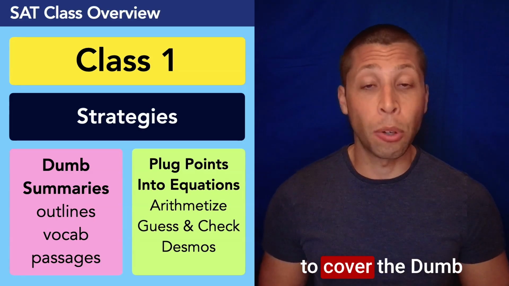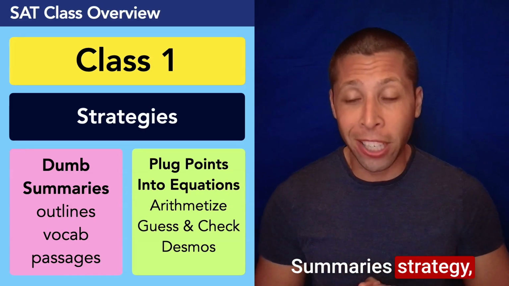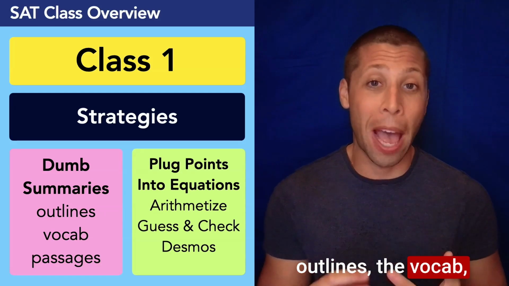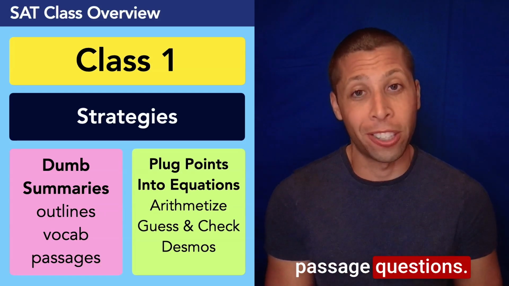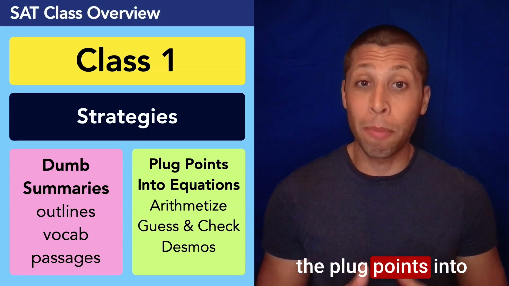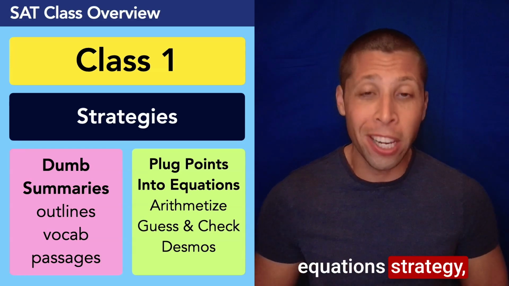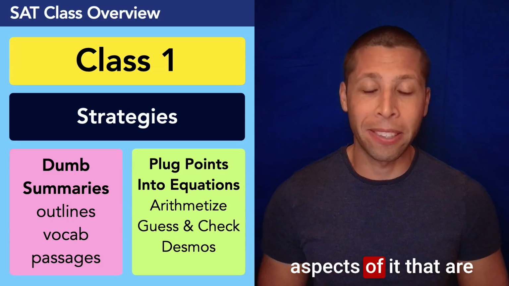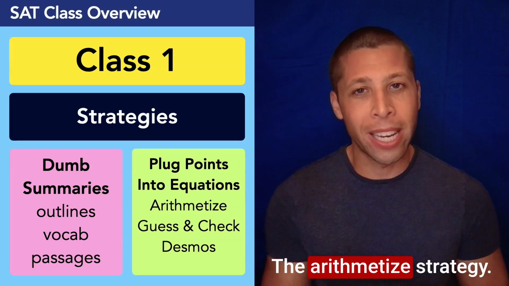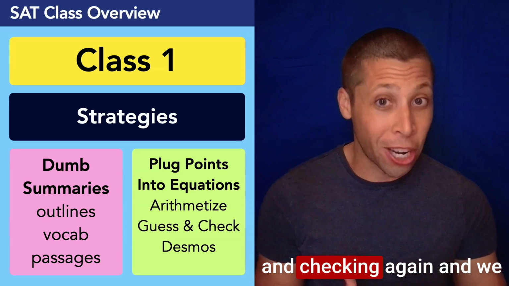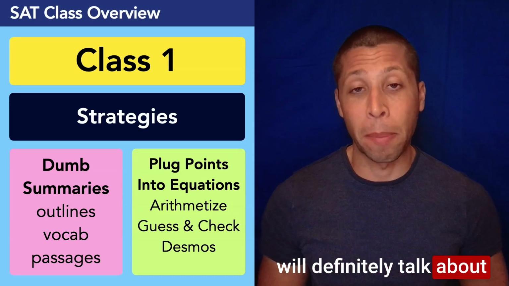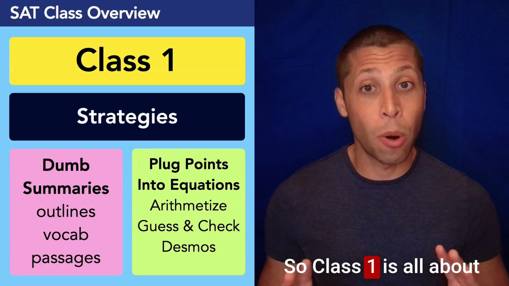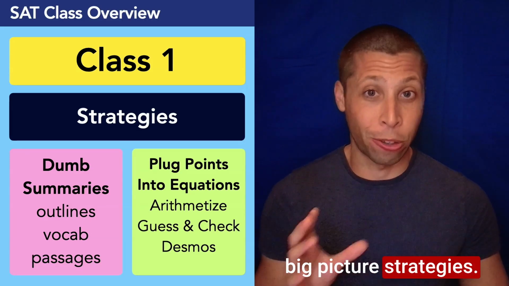In reading, we're going to cover the dumb summaries strategy, which is all about simplifying the passages. We'll talk about the outlines, the vocab, and yes, those long passage questions. In math, we'll talk about the plug points into equations strategy, which is pretty self-explanatory, but students forget to use it. There are also certain aspects of it that are a little harder to use. The arithmetize strategy, getting used to guessing and checking again, and we will definitely talk about the strategies for the built-in Desmos calculator. So class 1 is all about big picture strategies.